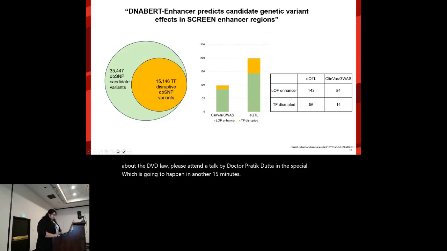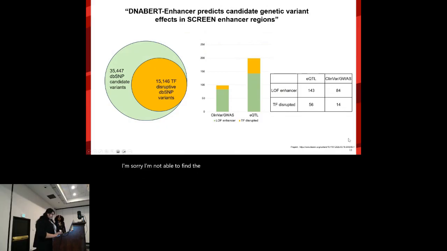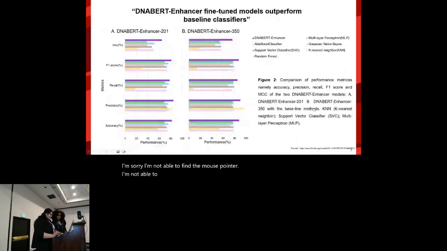I'm sorry, I'm not able to find the mouse pointer. Oh, I see. Here, let me give you a laser pointer so you can see real bright. Oh, okay. Thank you.